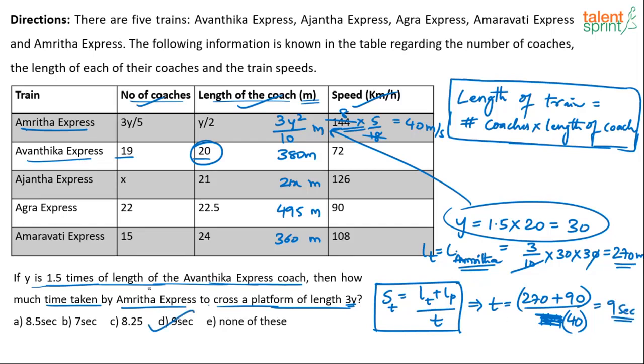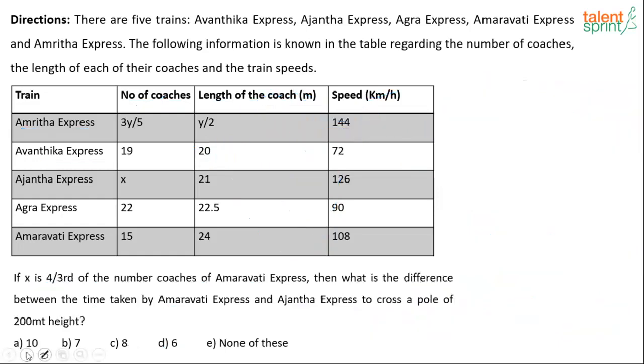Option D. Do not go by the length of the explanation, because as always I was explaining it, I was not solving it. And all this calculation is not required. You can do it as and when required in the question. Right? And you know that length of the train would be simply number of coaches into length of each coach. Here's the next one.